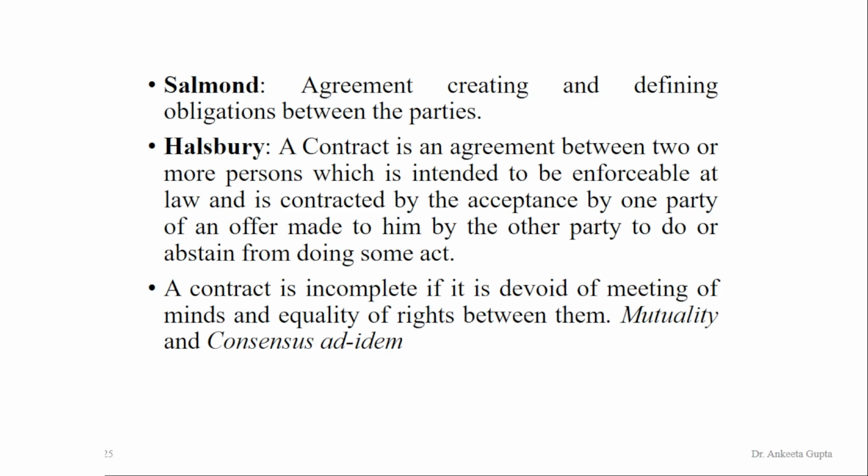Salmond, being the clinical jurist that he was, says that a contract is an agreement creating and defining obligations between the parties. He is not talking in terms of the flowery language that, okay, there is a promise, there is an intention. No. He is saying if there are two or more parties who have sat down, because parties is plural, and they have said that no, we agree to do this or we do not agree to do this, whereby each of the parties have obligations getting made towards them, then that is a valid contract. You are creating obligations between them.